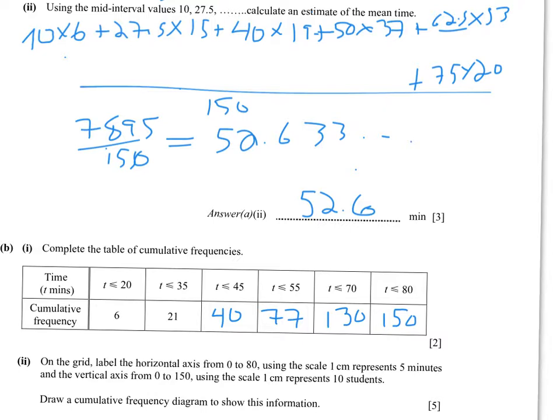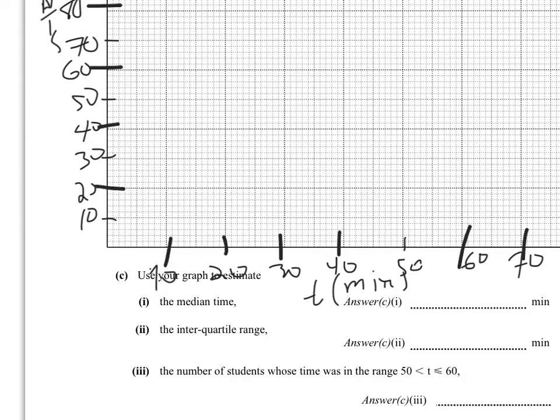And these values for x and y are given in the table. Time is on the horizontal axis, so that's x. And our students are going to be y. Okay, do your scales here. Again, the x-axis is 10, 20, 30, 40, 50, 60, 70, 80 minutes. And then we do our students by 10s on the vertical axis.